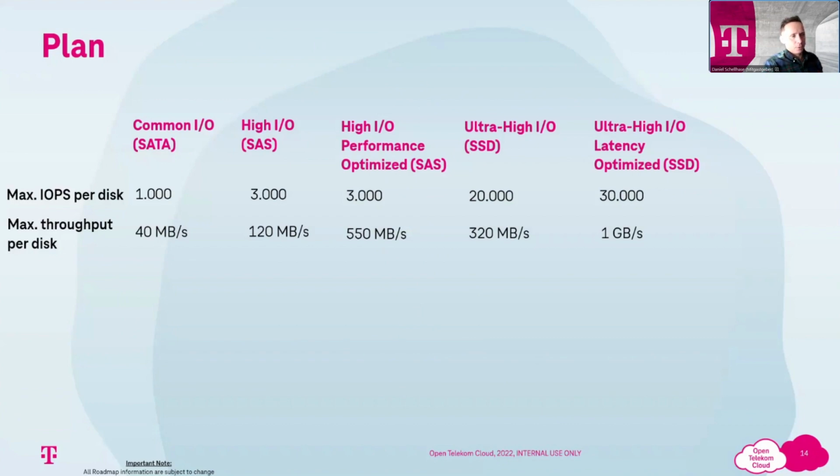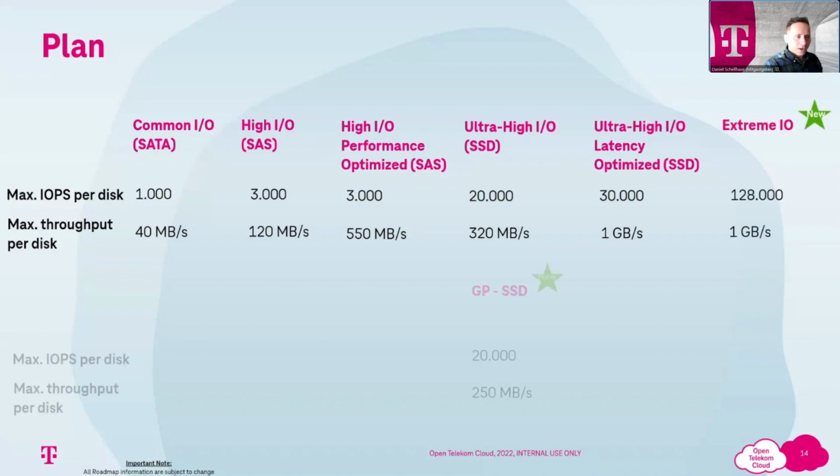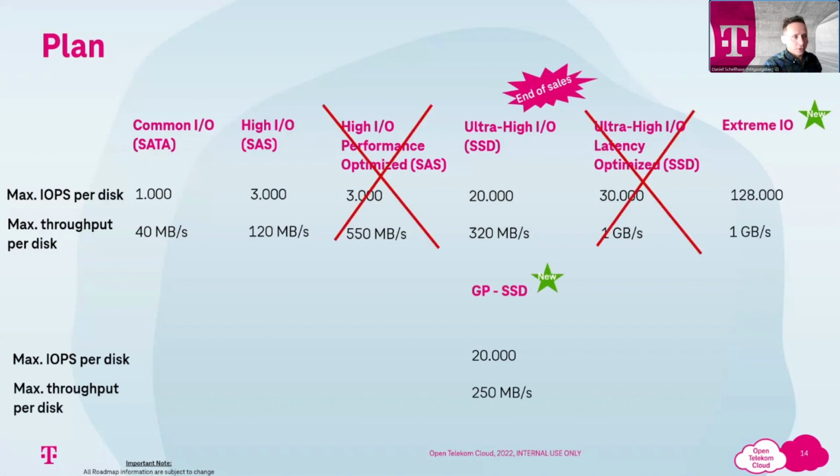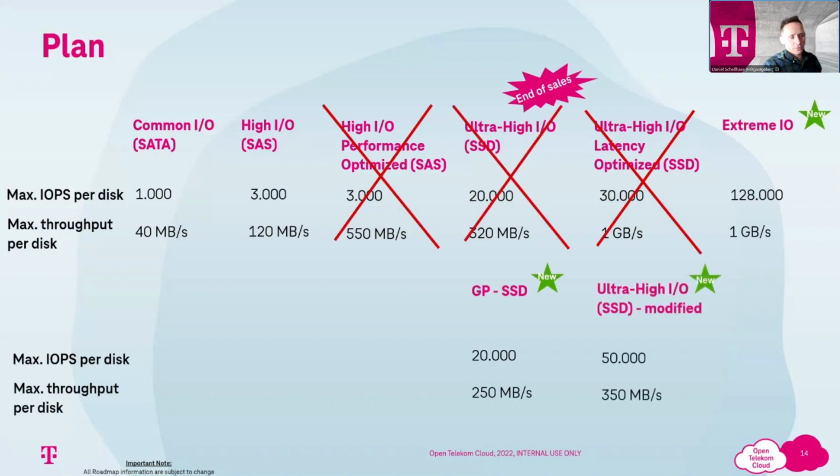So we currently have this portfolio, and we will now bring the Extreme IO. Afterwards, we will bring the GP SSD and more or less put the end of sales for the ultra IO. So we expect a migration to happen to the GP SSD. Afterwards, we will remove these flavor types and then start with the backup of the ultra IO when the GP SSD migrations have been done.